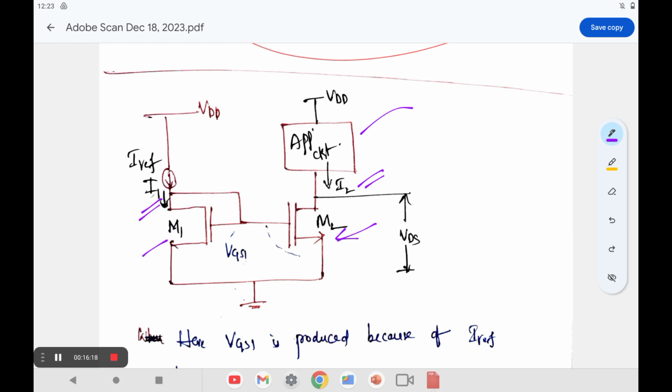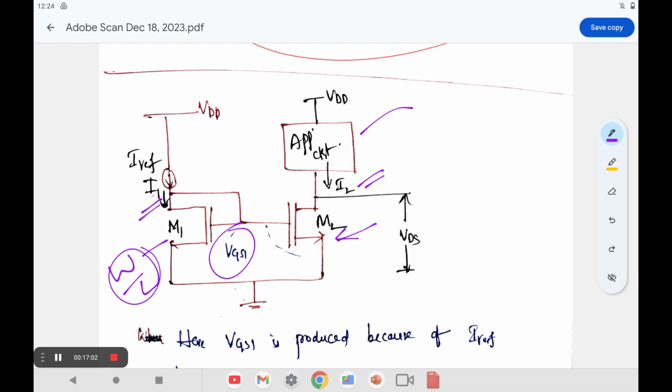Okay. So here, let us see. Due to the I1, there is some voltage drop. This voltage is generally called VGS. Due to the parameter variations of the corresponding W by L ratio, and at the same time based on the reference current as well as supply voltage, it produces some voltage here. This is generally called VGS1, right? At the same time, for the second transistor, VGS2, this voltage also depends on VGS as well as the corresponding threshold voltage.